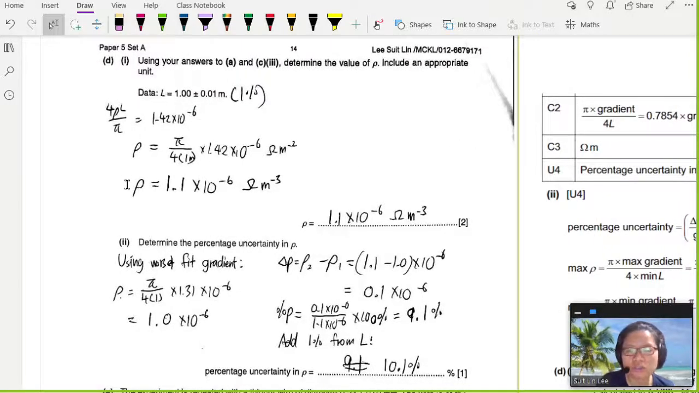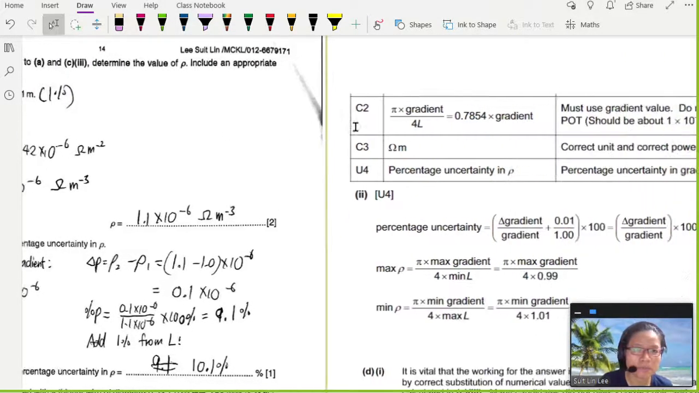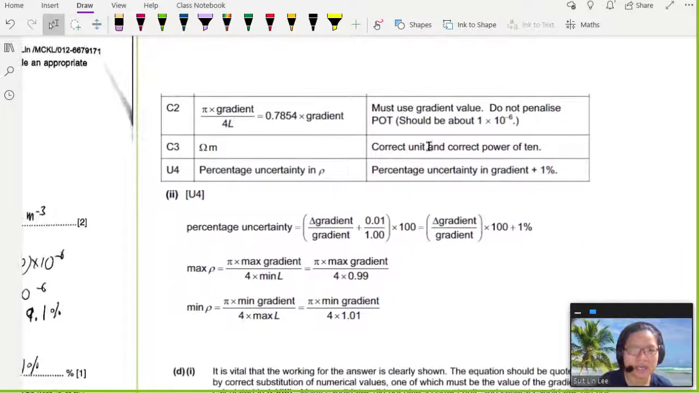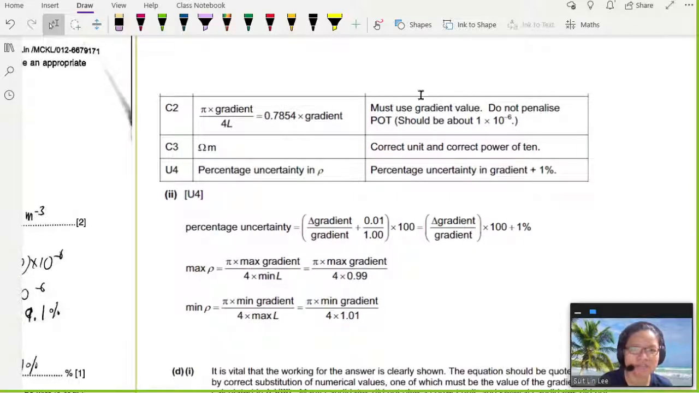In this calculation, you're asked to determine the resistivity. So you can see that all this must be here. You must show your working, and you must use the gradient value. If your answer transferred over is wrong, then it's okay. The examiner has to take out a calculator and press whatever answer you put on top. So don't worry so much about paper 5. There's plenty of error carried forward.